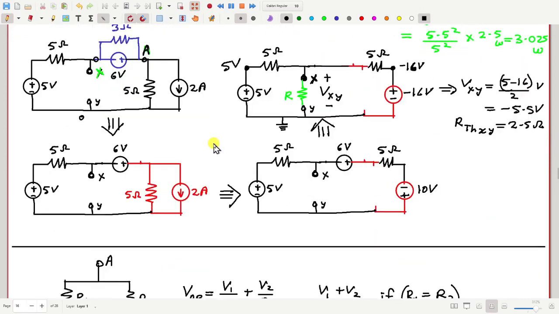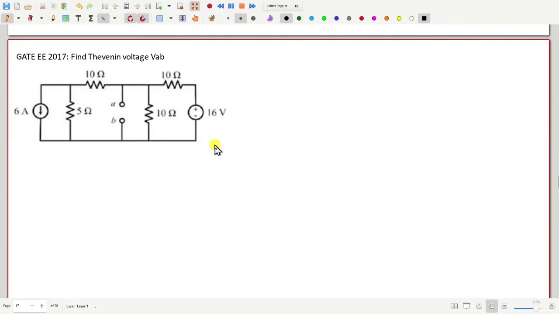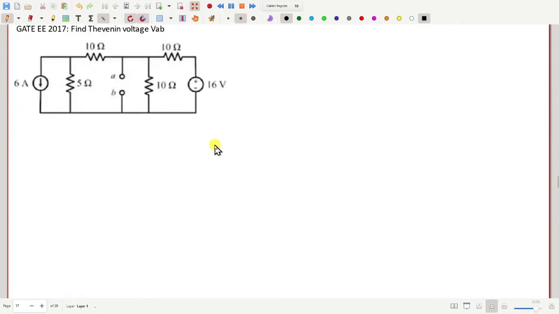No? Okay, fine. So let me then move to this third question. We have to find the Thevenin voltage VAB. This is A, this is B. This is 6 ampere, 10 ohm, 10 ohm, 10, 16, plus minus, this is 5.